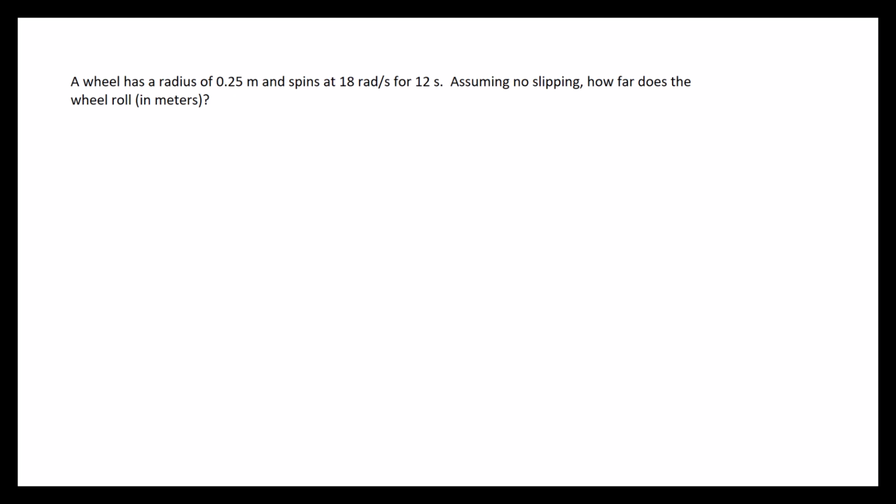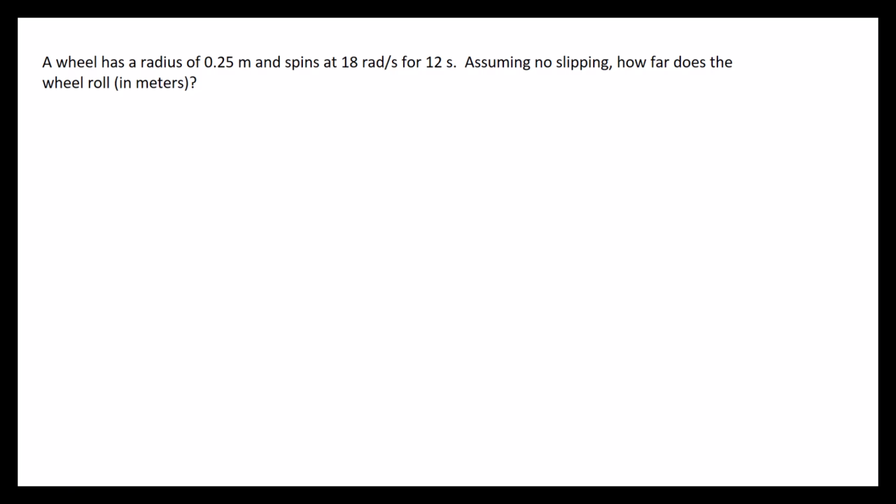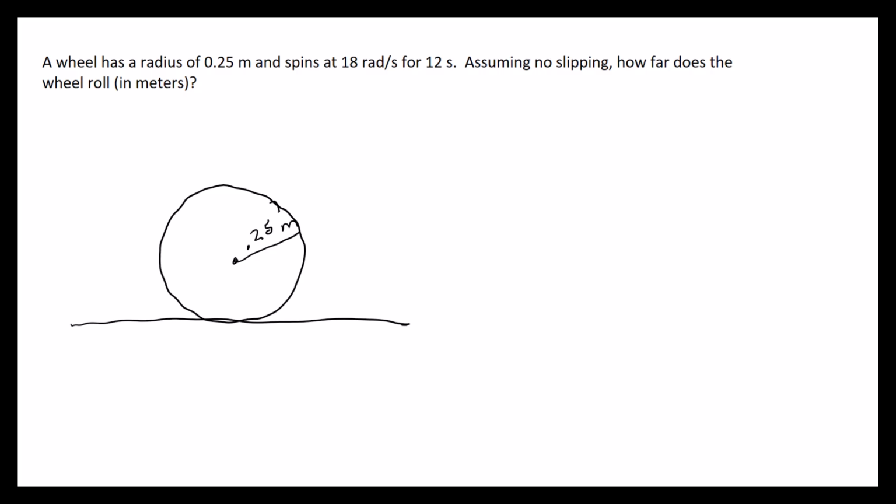All right, so let's look at what these kinds of questions might end up looking like. Here's one that is a pretty good intro. A wheel has a radius of 0.25 meters and spins at 18 rads per second. So the omega is 18 rads per second for 12 seconds. Now it's asking, assuming that it is not slipping, how far does it go?